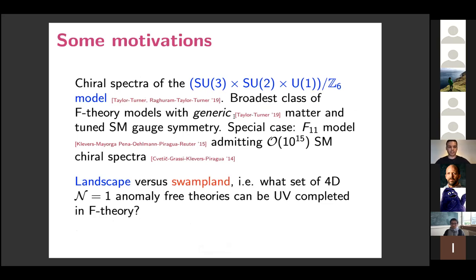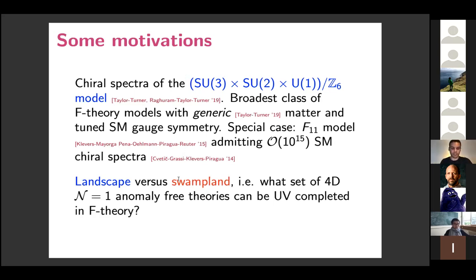So some motivations for studying these constructions are the following. One of the very first things we thought about at the initial stages of this project was analyzing the chiral spectrum of the so-called universal SU3 times SU2 times U1 mod Z6 model, which was described by two papers in 2019. And this is believed to be the broadest class of F-theory models with generic matter. Generic has a technical definition, which I won't go into for the sake of time here. But it is believed to be the largest class of models with generic matter, and this particular gauge group, the standard model gauge group with a Z6 quotient, which has been tuned in the geometric background. These models include, as a very special case, the so-called F11 model, which was shown to admit a quadrillion standard model chiral spectra. So this is one of the motivations, namely to analyze the chiral spectrum, or the possible chiral spectra of this class of models.